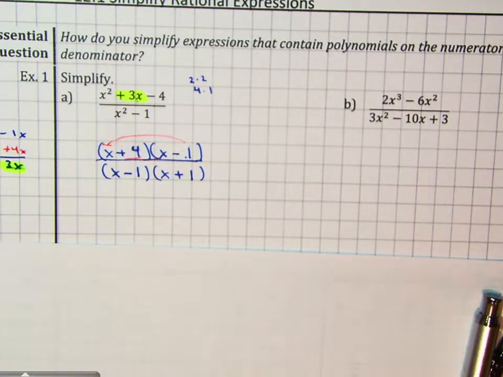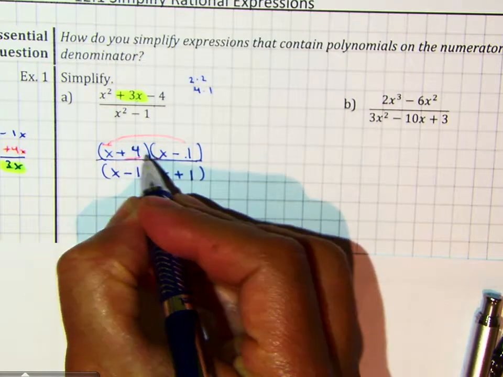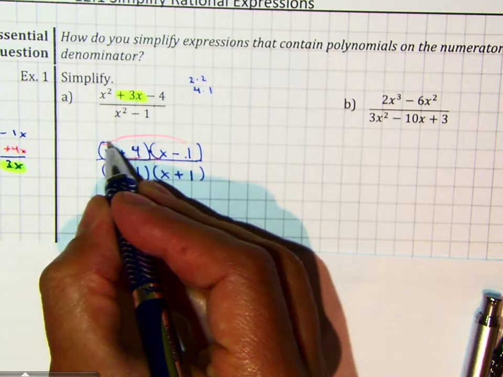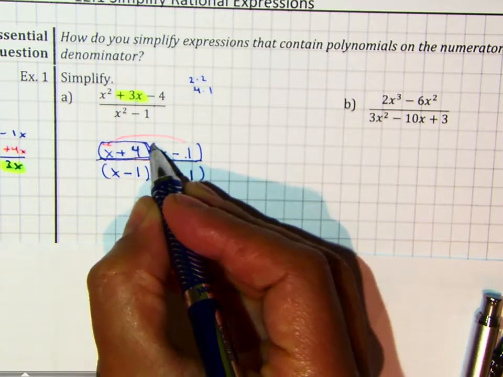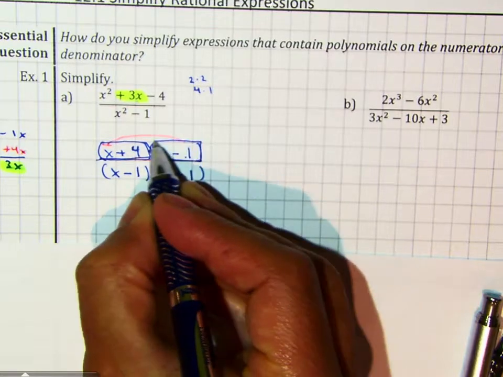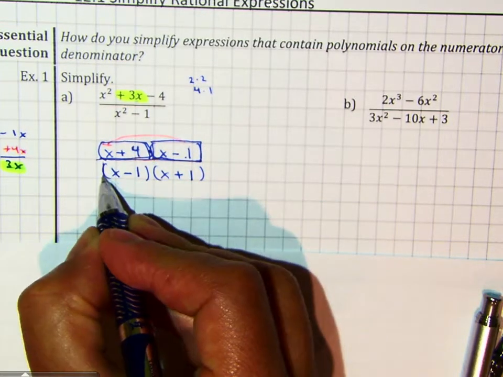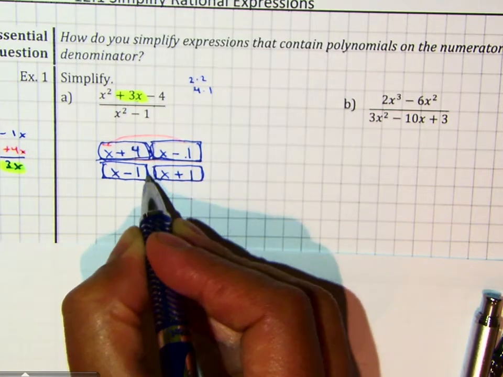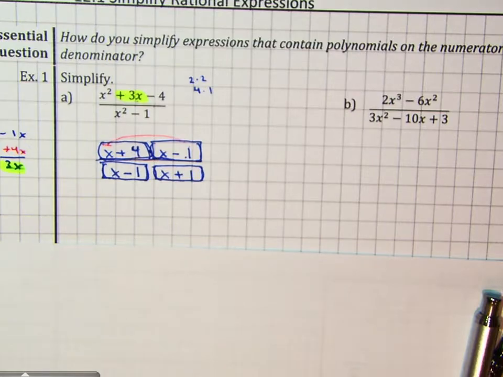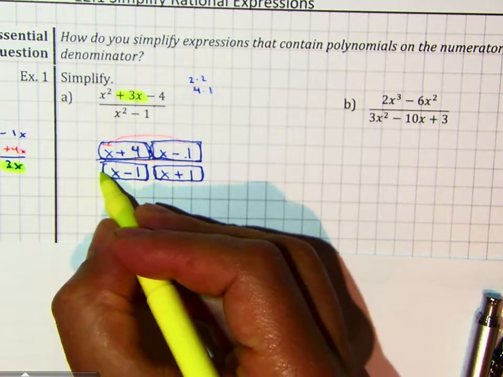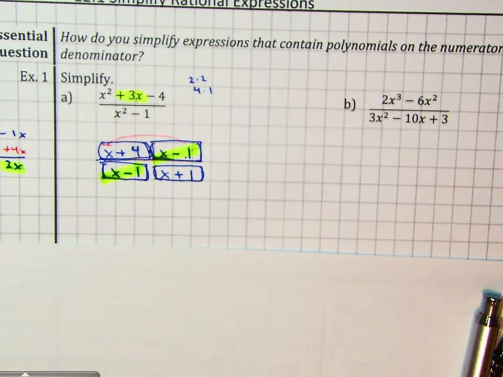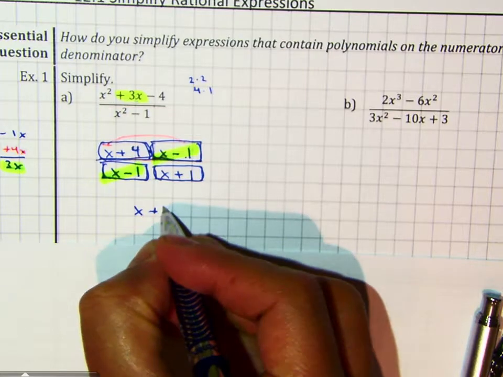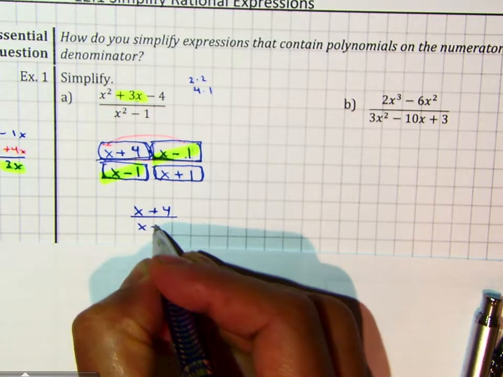And now, these two binomials are multiplying each other. So you can think of this as being together. This binomial and this binomial, there's nothing in between them, so therefore they're multiplying each other. And I can cancel. X minus 1 and x minus 1 cancel each other out. So therefore, I end up with x plus 4 over x plus 1.